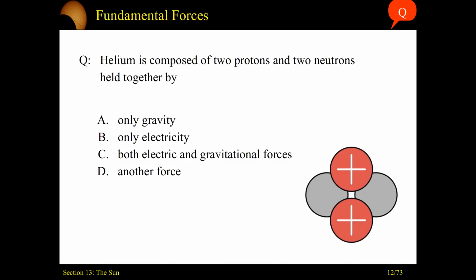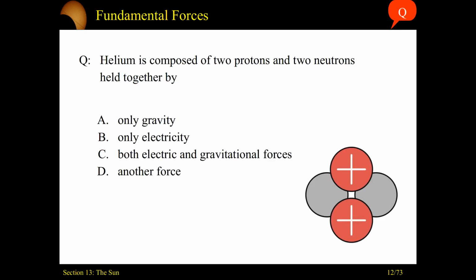So let's look at a helium atom. A stable helium atom is two protons bound together with two neutrons. And I have to ask you, what force is holding them together? What's holding this thing together stably? So go ahead and pause, think of an answer for a bit, come right back.